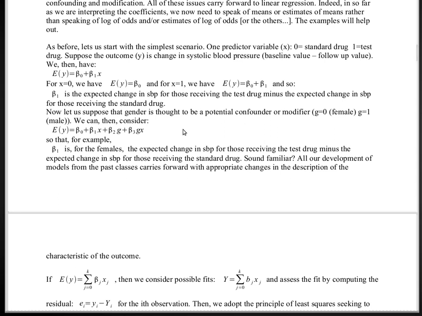So, for example, we can see right away what beta 1 is here. It is, for the females, the expected change in blood pressure for those receiving the test drug minus the expected change in blood pressure for those receiving the standard drug. How about that? It's just like before, right? How about beta 1 plus beta 3 here? Beta 1 plus beta 3 is, for the males, that same difference between means. And hence, beta 3, that difference between beta 1 plus beta 3 and beta 1, is measuring the extent to which the expected difference depends on gender. Very much like we've seen before. In other words, beta 3 is enabling us to assess whether gender modifies, in this case, the expected change in blood pressure relationship with the two drugs.